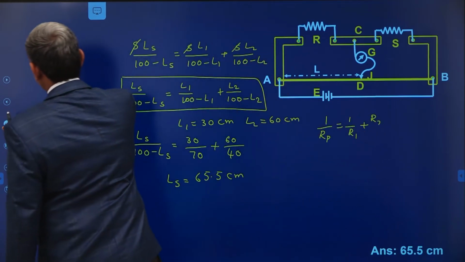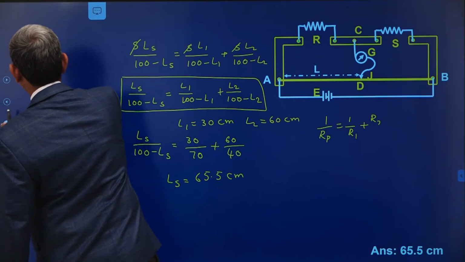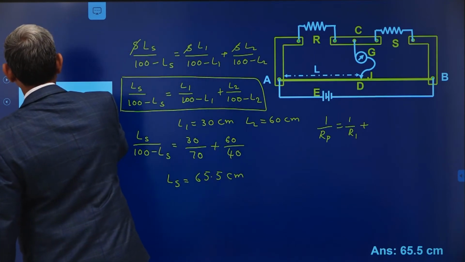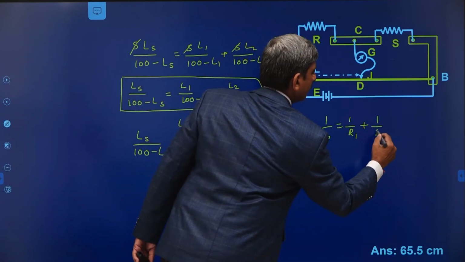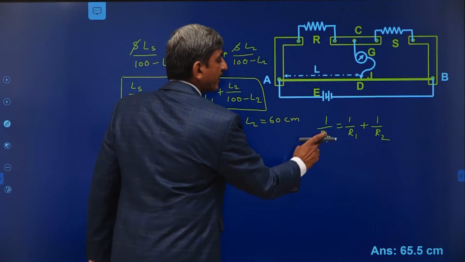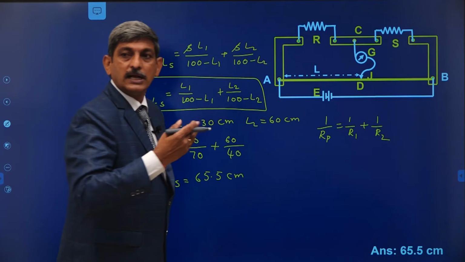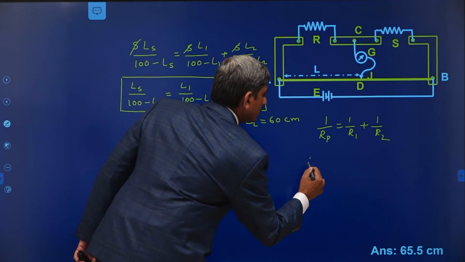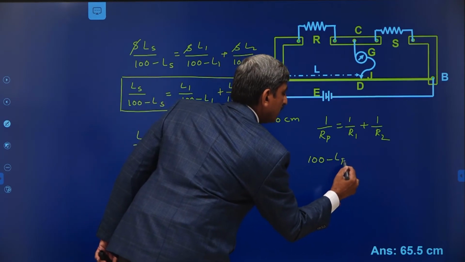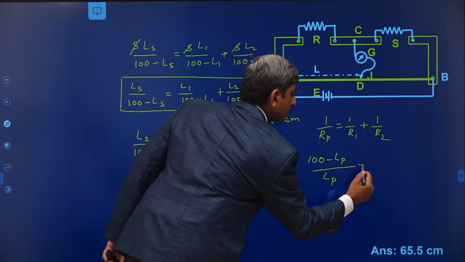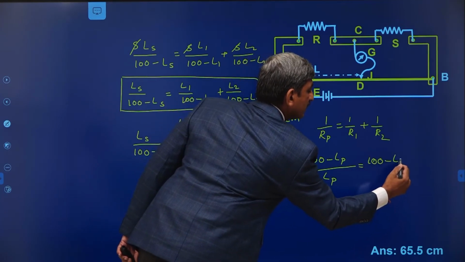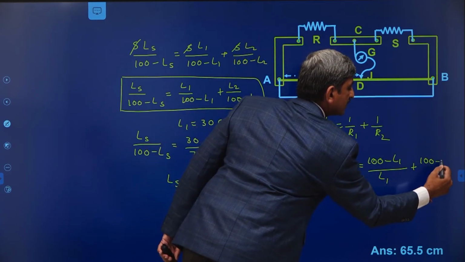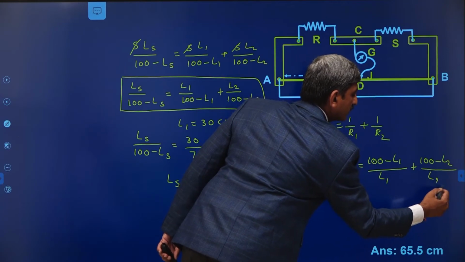1 by R1 plus 1 by R2. By substituting R parallel value, R1 value, R2 value, and if we rearrange the terms and modify the equation, we have (100 minus L parallel) by L parallel is equal to (100 minus L1) by L1 plus (100 minus L2) by L2.